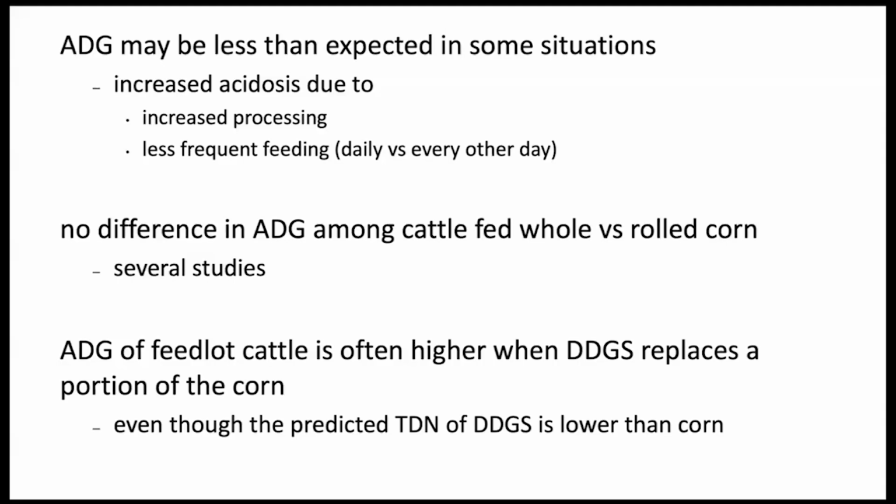The other thing is that because of some rumen function and that pH, sometimes even though you may expect there's going to be a difference, we may not see one. One of those situations is when we're feeding cattle in a feedlot whole shell corn versus rolled corn. A lot of times we actually don't see any difference in that situation. Another place where that comes into play is when we add some distiller's grains to feedlot cattle diets. Even though distiller's grains is slightly lower in TDN than corn, because of some other things going on in the rumen, we may actually see performance of those cattle increase a little bit.